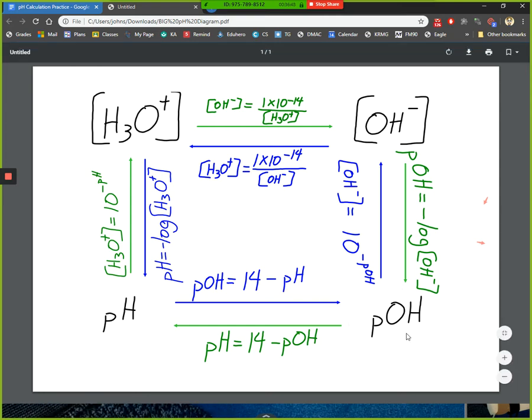Okay. So to find our pOH, we're going to start with our hydroxide concentration, and we're going to follow the arrow. The arrow says that pOH is equal to the negative log of our hydroxide. Okay? So let me come back to my paper.